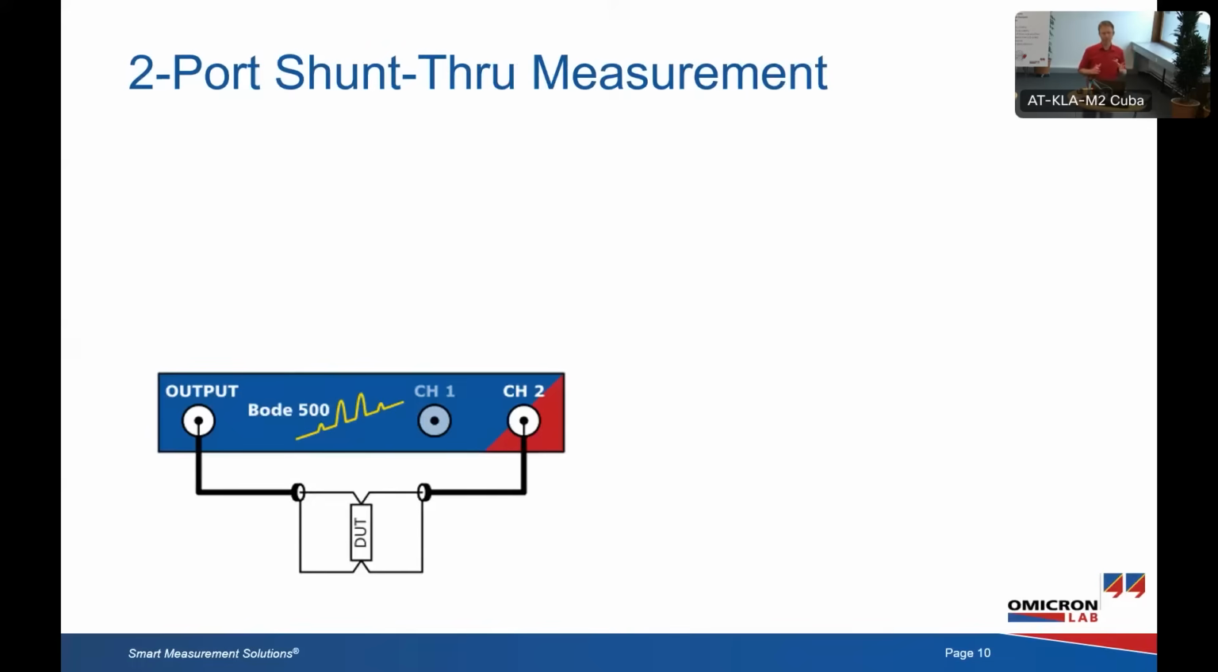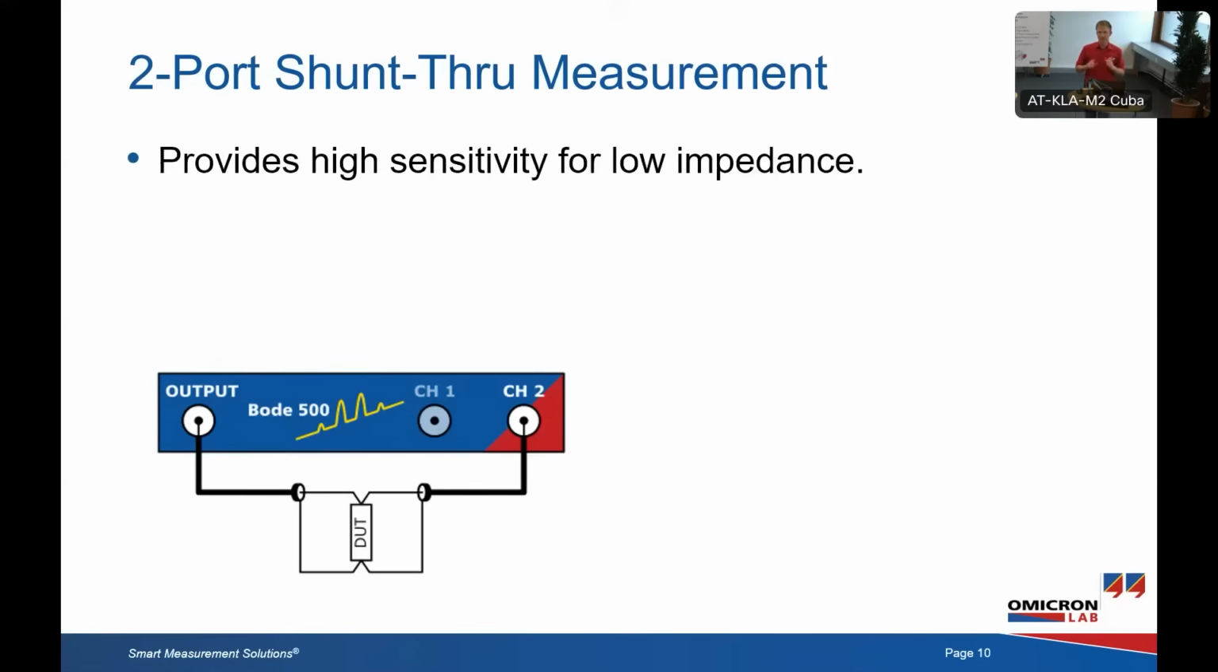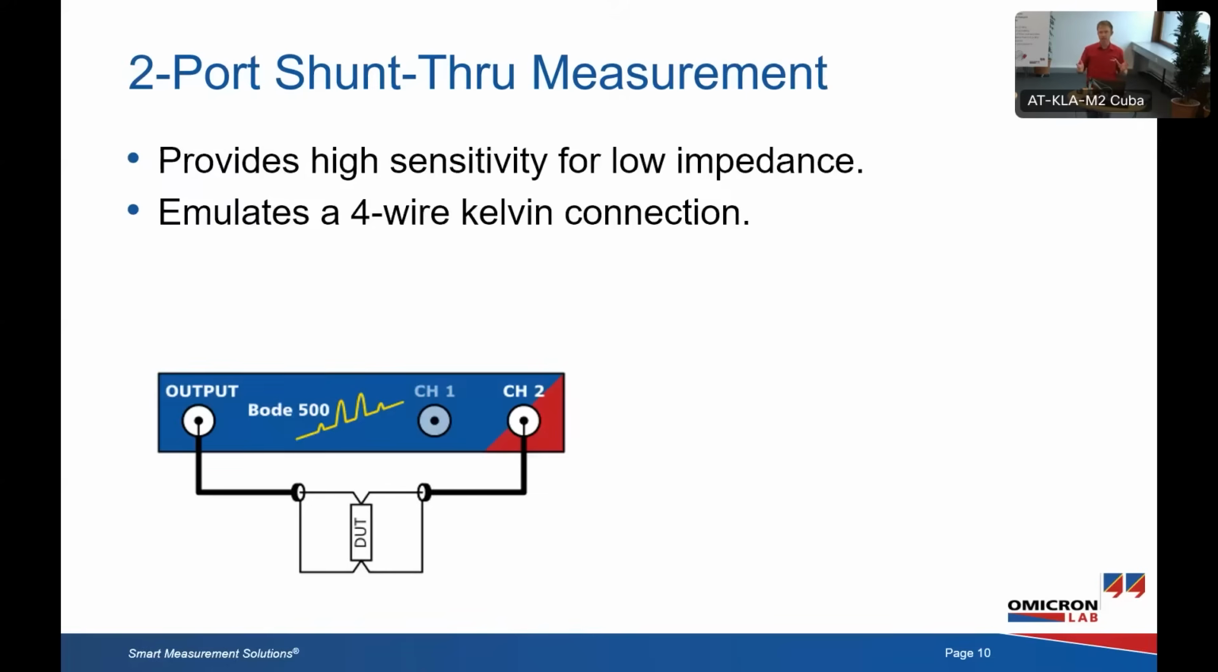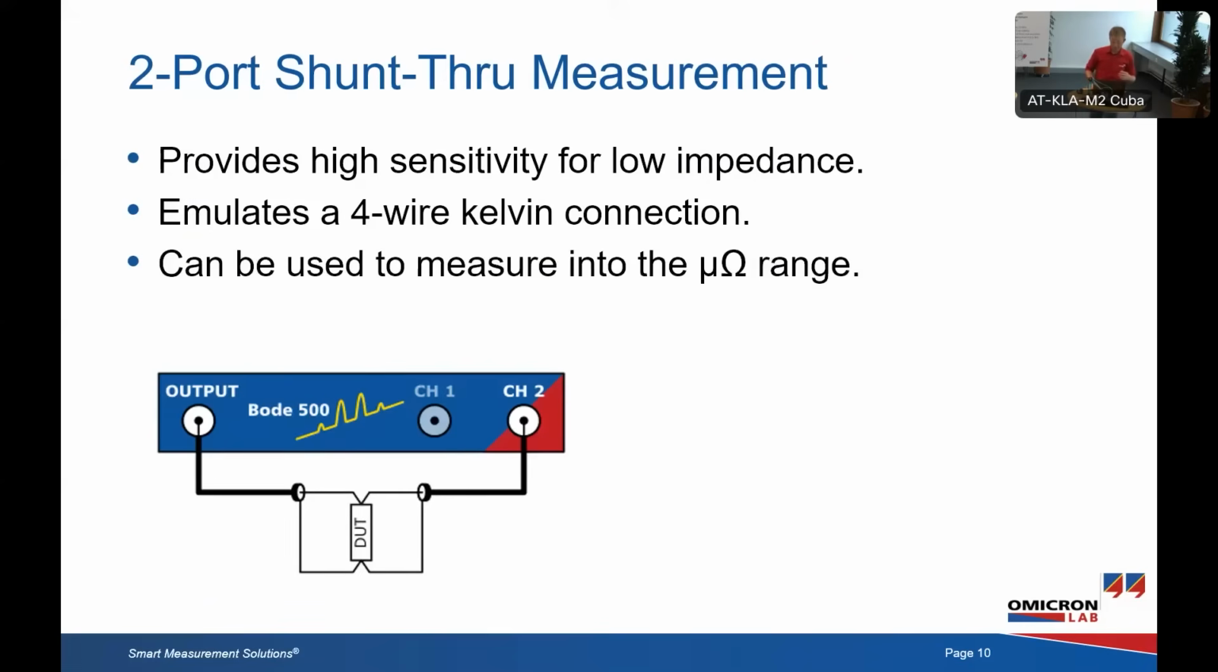The method works by connecting the vector network analyzer, or our Bode 500, the output source to the device under test, and measuring the voltage drop using channel 2. So it's emulating a 4-wire Kelvin connection where 4 points of contact go to the device under test, and that's very important to remember. The setup provides high sensitivity for low impedance. That's good. It emulates a 4-wire Kelvin connection, so you can get rid of the contact resistance. That's important if you want to measure milliohms or even below. And it can even be used to measure in the micro range.